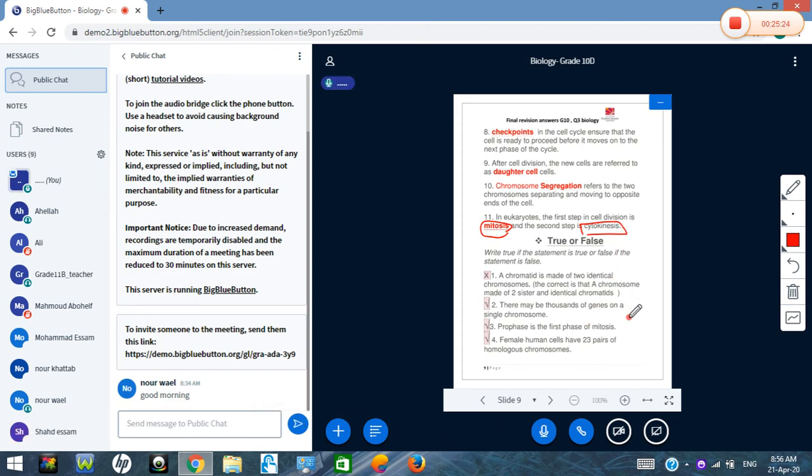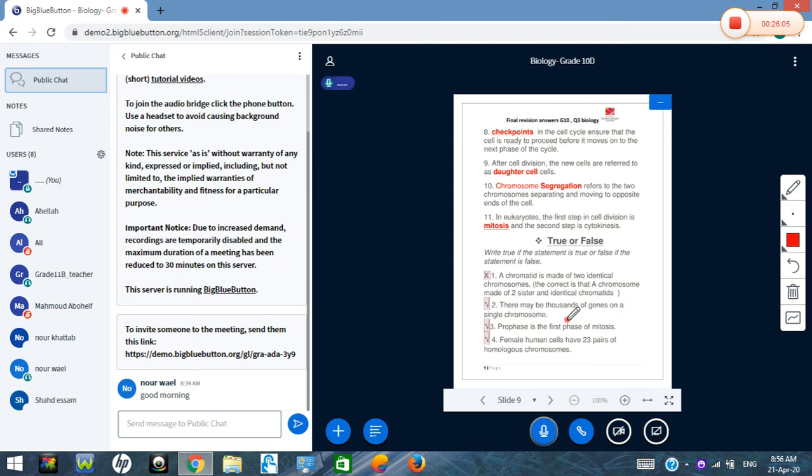Number 1, a chromatid is made of 2 identical chromosomes. The statement is wrong. Why? Because a chromosome consists of 2 identical chromatids, or two sister or daughter chromatids. Sister or daughter because they are identical to each other.